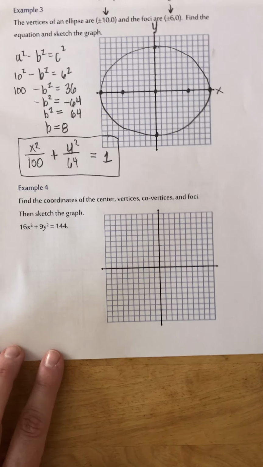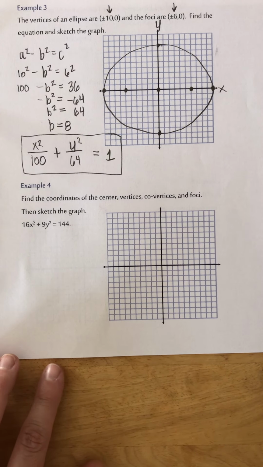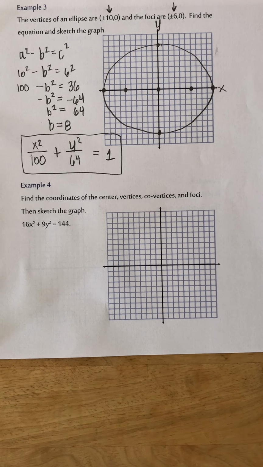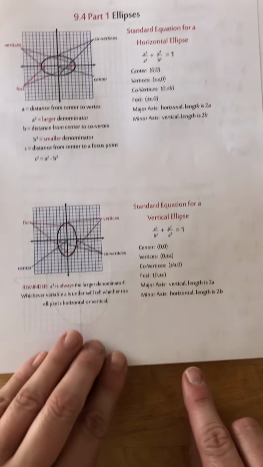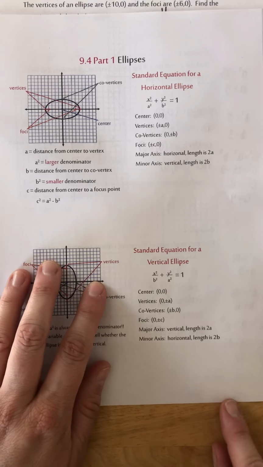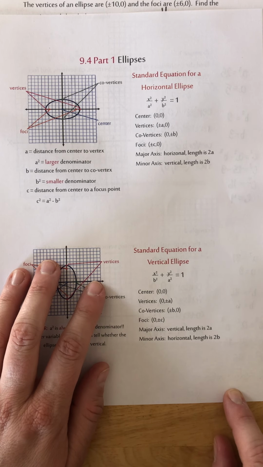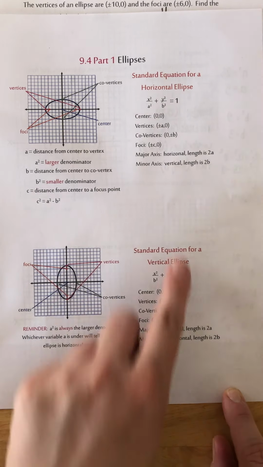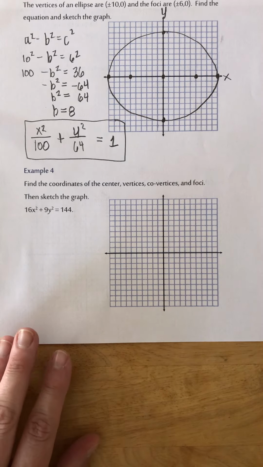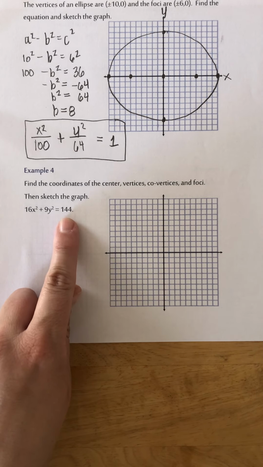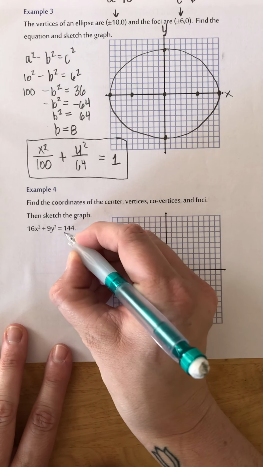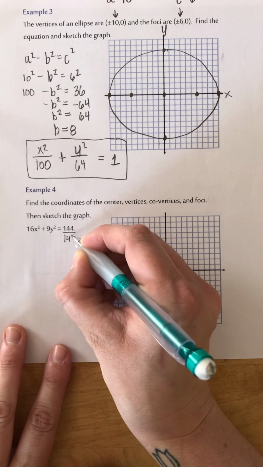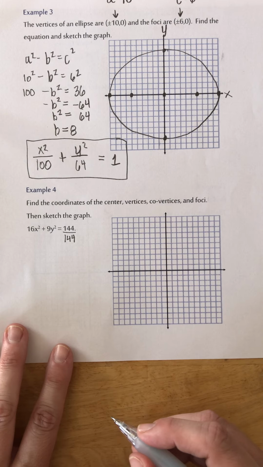All right, example 4, we have an equation, but it doesn't look like the standard form. Now remember, the standard form that we have been looking at looks like this, right? Notice in both of these equations, they both are set equal to what? They're both set equal to 1. So in our problem, the issue is that we don't have a 1 over here. How do I make 144 become a 1? Well, if I divide by 144, that's going to turn that into a 1.